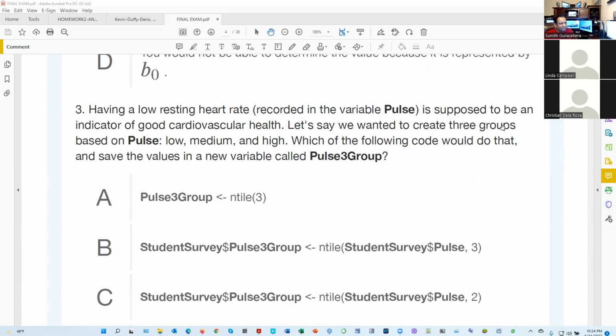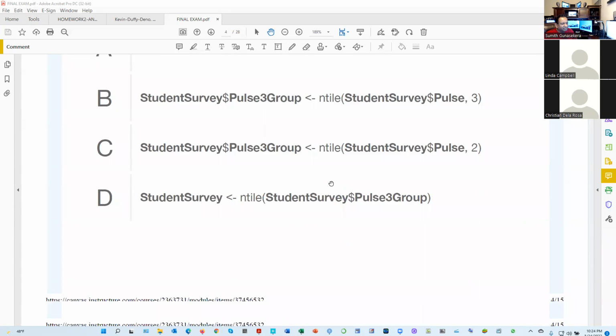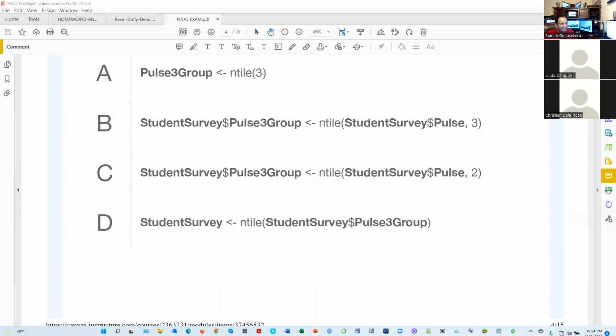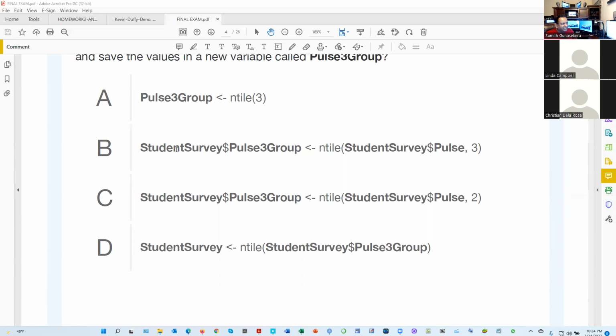Let's say we wanted to create 3 groups based on pulse: low, medium, and high. Which of the following code would do that and save the values in a new variable called pulse3? 3B. Yes, student survey, pulse3 group, entire, divided by entire. That's B.